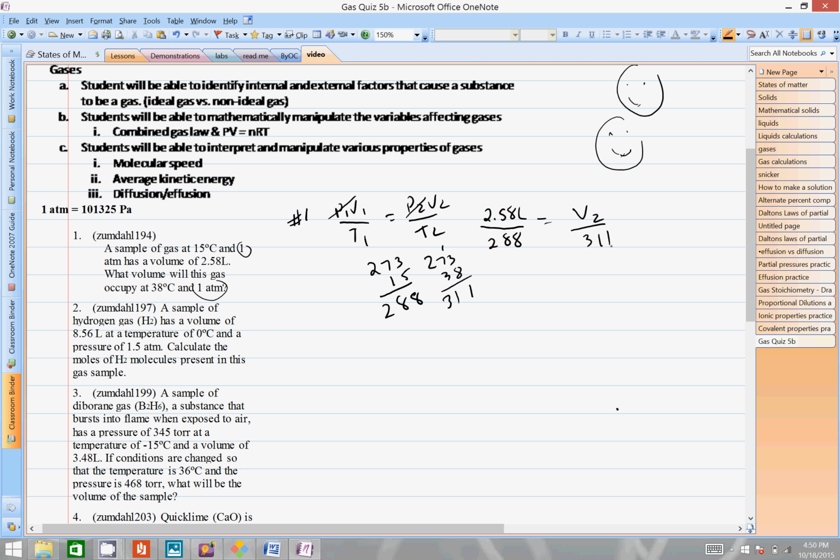311. At this point, conceptually, we should realize we're getting warmer. Particles moving faster, therefore the volume should expand. And it does expand to a new volume of, if you do this math, 2.79 liters.